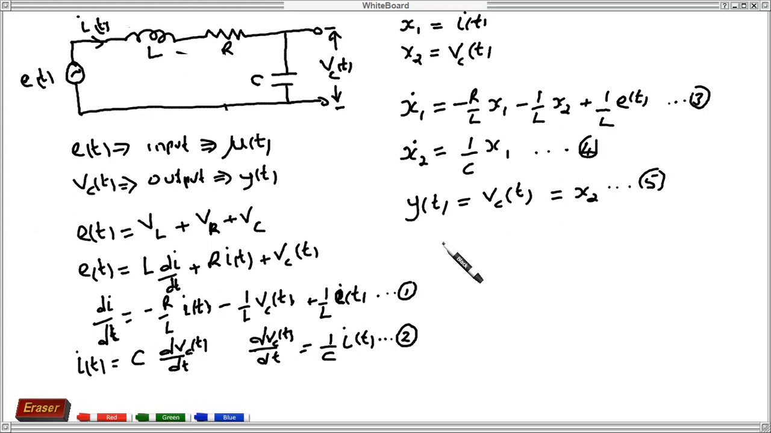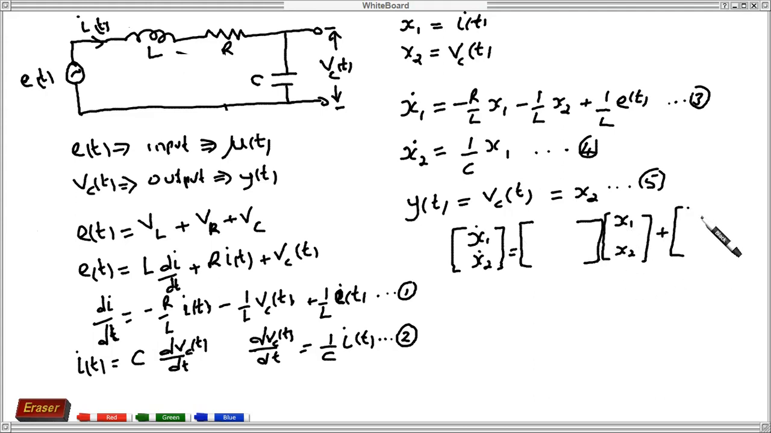From equations 3 and 4, we can obtain the state equation. The first derivatives of the states x1 derivative and x2 derivative will be equal to a matrix A multiplied by the state vector x1, x2, plus a matrix B multiplied by our u(t). For x1 derivative, it has negative R over L for x1, and then for x2, it's negative 1 over L. For x2 derivative, we have 1 over C for x1 and 0 for x2.